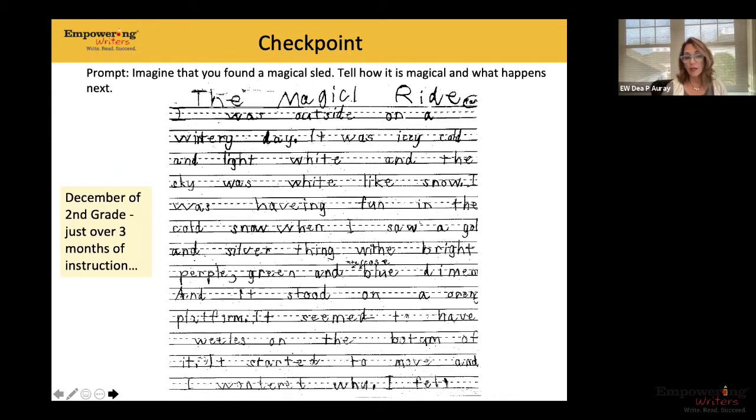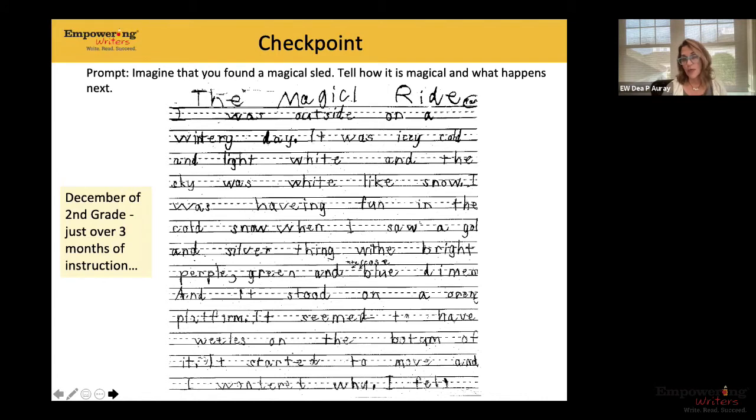I was having fun in the cold snow when I saw a gold and silver thing with bright purple, green, and turquoise blue diamonds, and it stood on an orange platform. It seemed to have wheels on the bottom of it, and it started to move, and I wondered why. Just page one from this student. Already we can start to see growth over time.